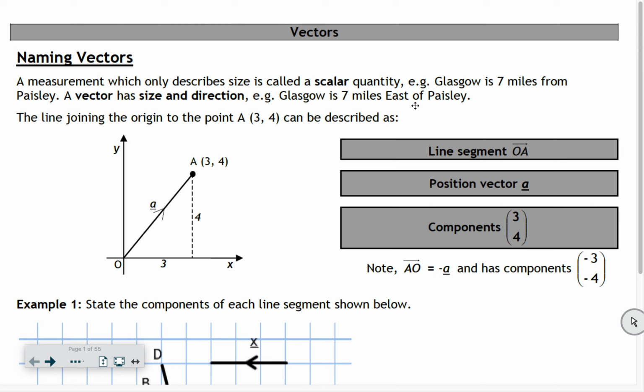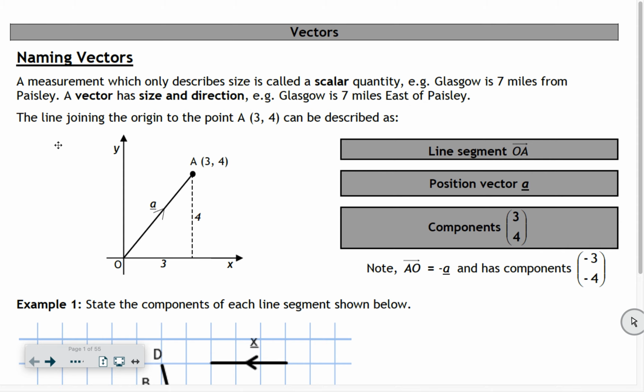That's different to what we call a scalar quantity, where I would just say that Glasgow is 7 miles from Paisley. It's just telling me the size, but not the direction. So a scalar quantity gives us the size, a vector quantity gives us the size and the direction.